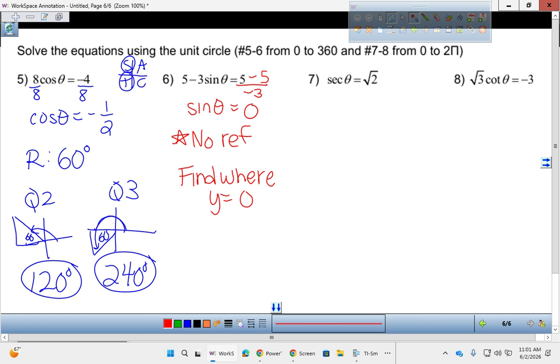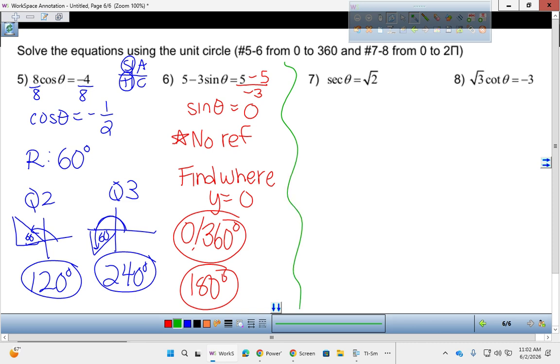And in degrees, that's 0, which is the same thing as 360, and 180. Those are the two places that the y value is 0. Those are coordinate points. Answers are angles. All right, now 7 and 8, we're shifting gears. Instead of working with the degrees, we're going to work with the radians. The questions say from 0 to 2 pi. So I don't have to do any solving here.